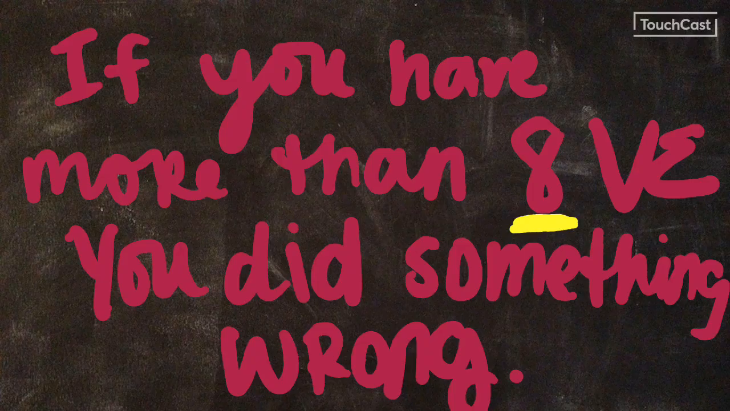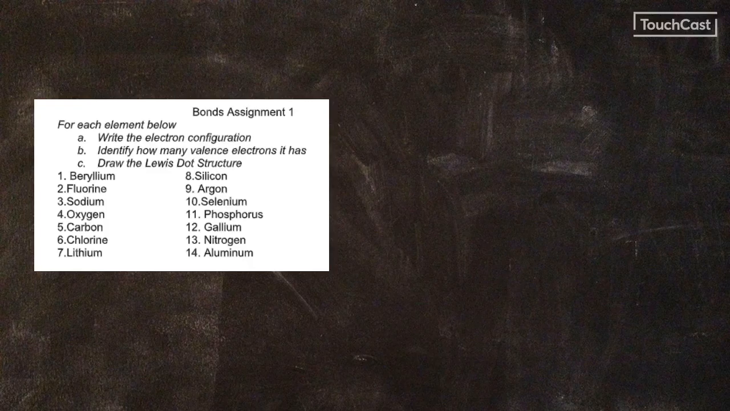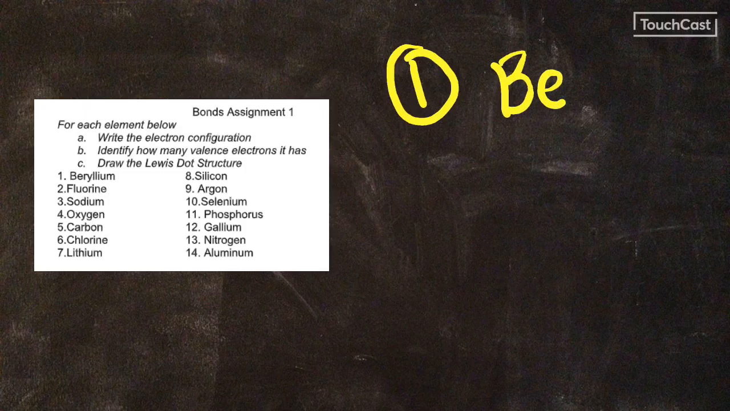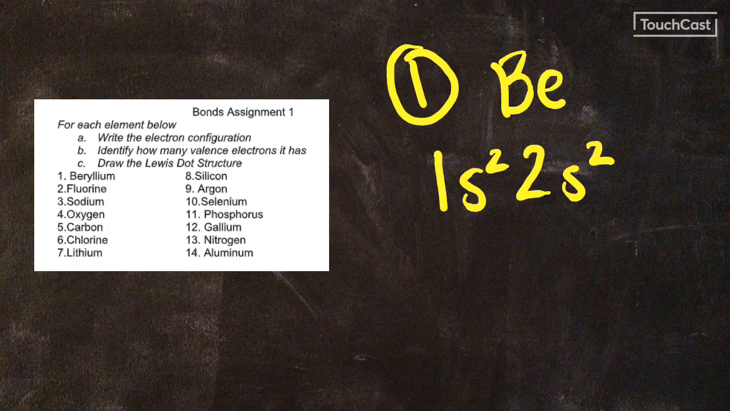With that being said, you are going to work on the next worksheet. Alright guys, your worksheet looks like this and is posted on Google Classroom. What you're going to do is exactly what we did, step by step, but we're going to do number 1 together, Be. Step 1, draw your electron configuration. Electron configuration for Be is 1s2, 2s2.